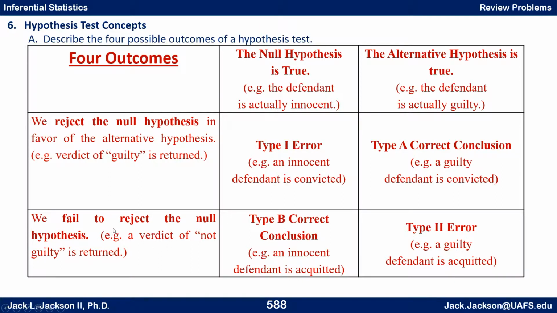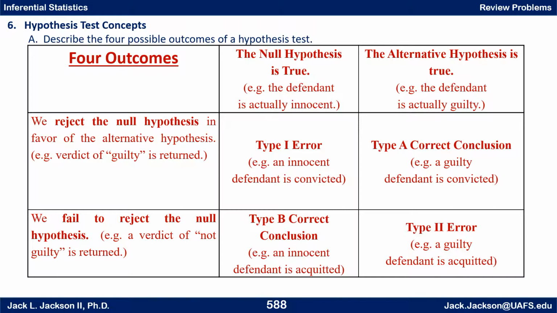Notice if we fail to reject the null hypothesis, we could only have made a type B correct conclusion or a type 2 error. If we reject the null hypothesis, we can only have made a type A correct conclusion or a type 1 error. If the null hypothesis is actually true, we either made a type 1 error or a type B correct conclusion. And if the alternative hypothesis is true, then we could have only made a type A correct conclusion or a type 2 error. I've also put on here our justice system analogy for comparison.